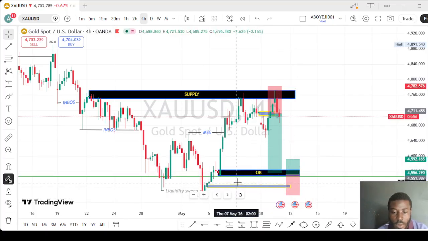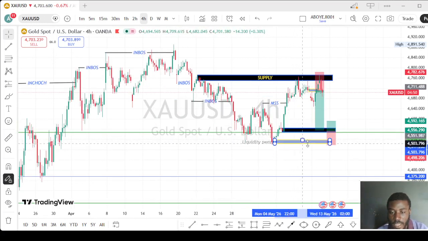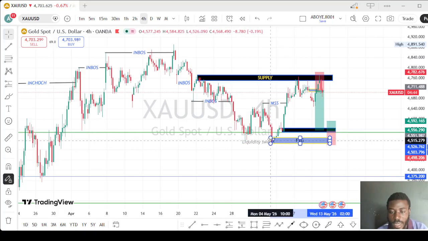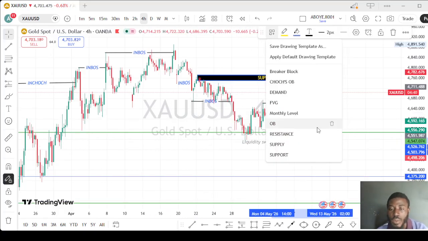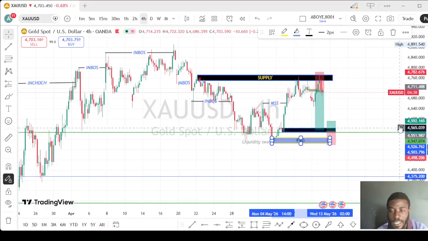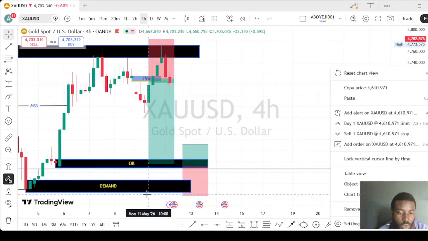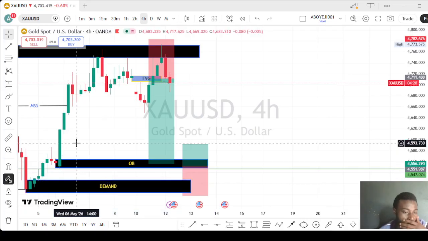We are having another block here, and this is the demand that gives us the market, that gives us the opportunity. This is the demand. Demand means where buyers started, where buyers entered the market. That is where the demand is, because the market is based on demand and supply. This is the main demand where the buyers started buying the market upward.